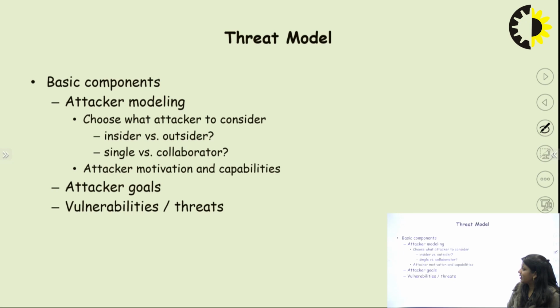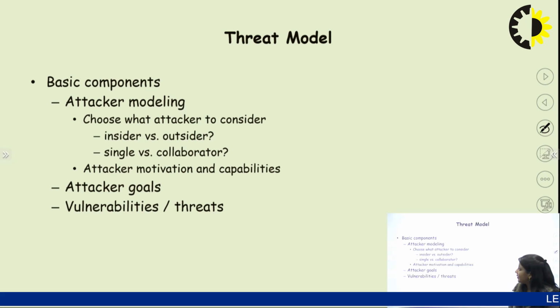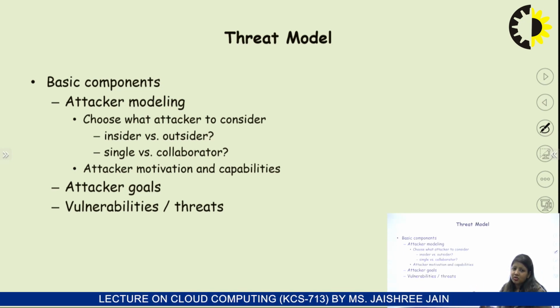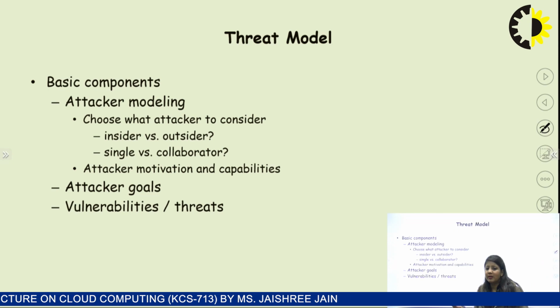Basic components: attacker modeling, attacker goal and vulnerability. In attacker modeling, choose what attackers to consider, insider versus outsider. Both attacks can be possible. An internal employee can also update my data. So internal insider attack versus outsider attack on the channel. Single versus collaborator: one single user may attempt to change or gain unauthorized access to my data, or it may be a group collaboration. Attacker motivation and capabilities: all these things will be analyzed to make one secure model.